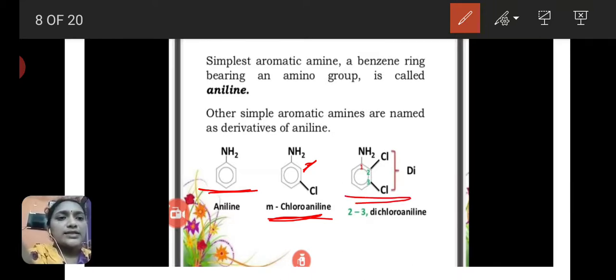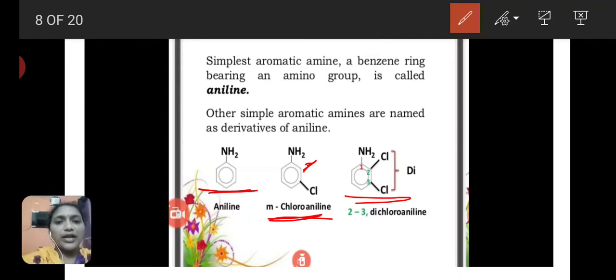And next is one more derivative compound of aniline. This has two Cl substituents, so it is called 2,3-dichloroaniline. The second carbon and third carbon have chlorines, so it is called 2,3-dichloroaniline. Okay, this is about aromatic amines.